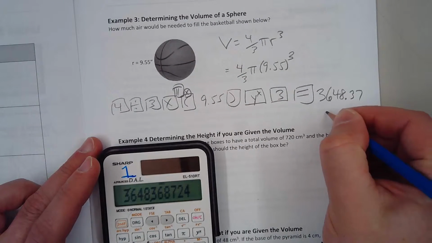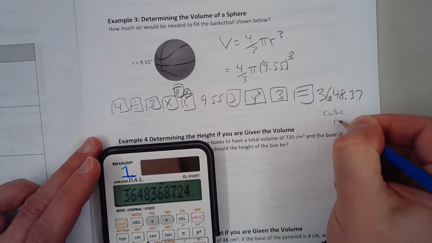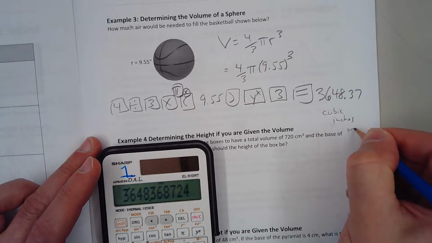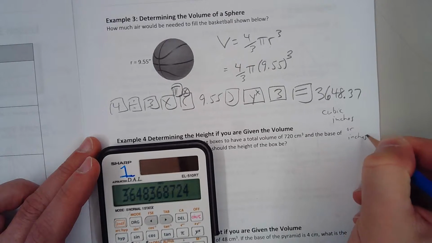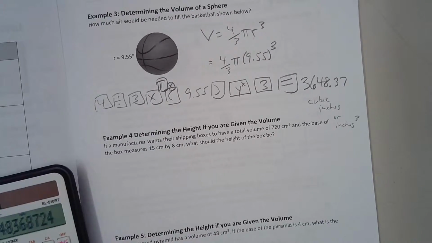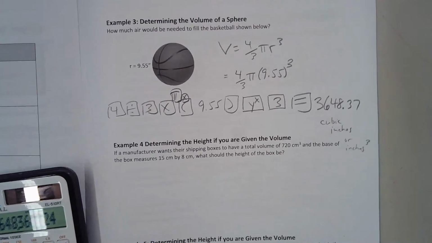So, however, I could write cubic inches, or I could write inches cubed. I can't write the inch symbol, the two little ticks, which means inches. There's no way for me to write that with a 3. So I pretty much have to write it out, cubic inches. And that looks like it's a basketball or something.